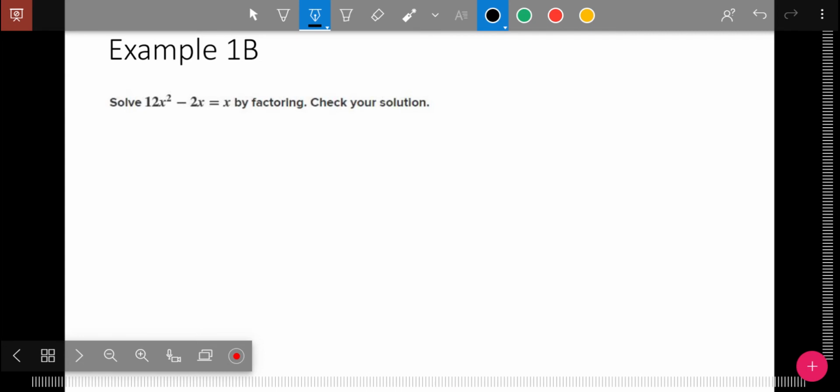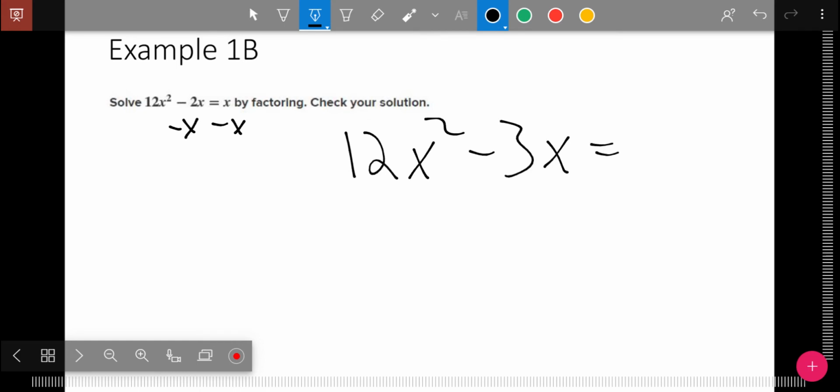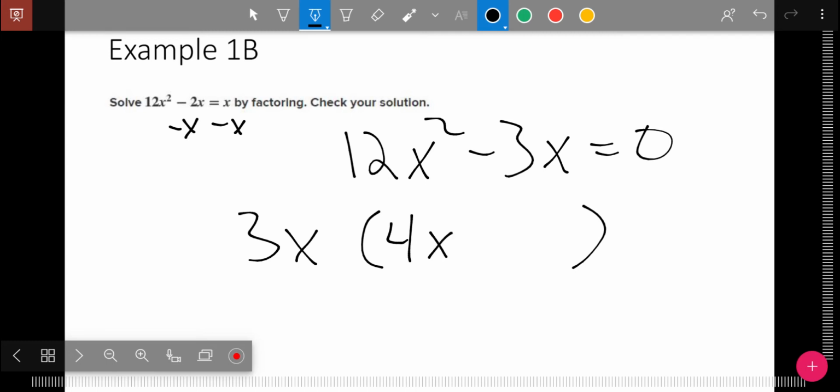On this one, we need to first subtract x from both sides. And so I get 12x squared minus 3x equals 0. What is the greatest common factor? What goes into both 12x squared and 3x? 3 does, and x does. Again, I think of 3x times what makes 12x squared. 3 times 4 makes 12, x times x makes x squared, and 3x times 1 makes 3x. Or you could think of it as dividing both by the greatest common factor.